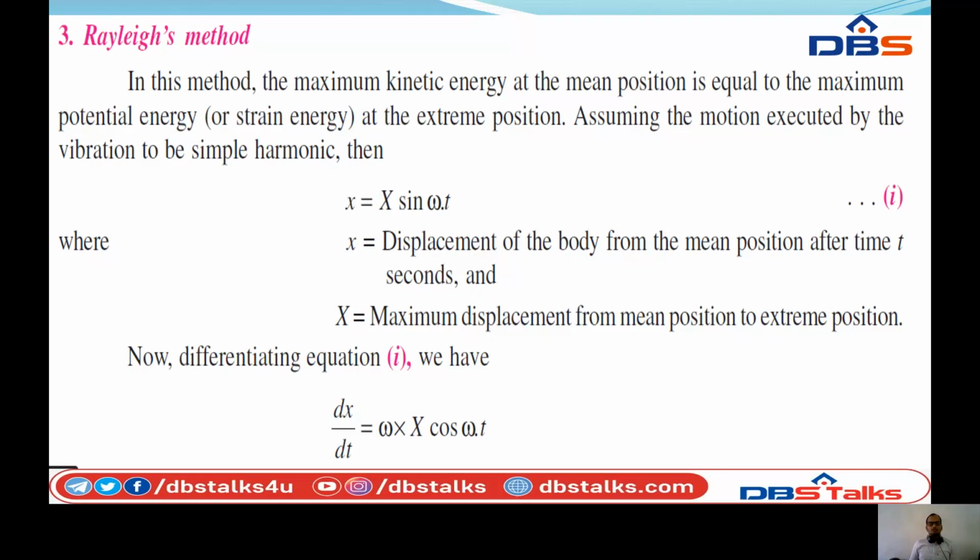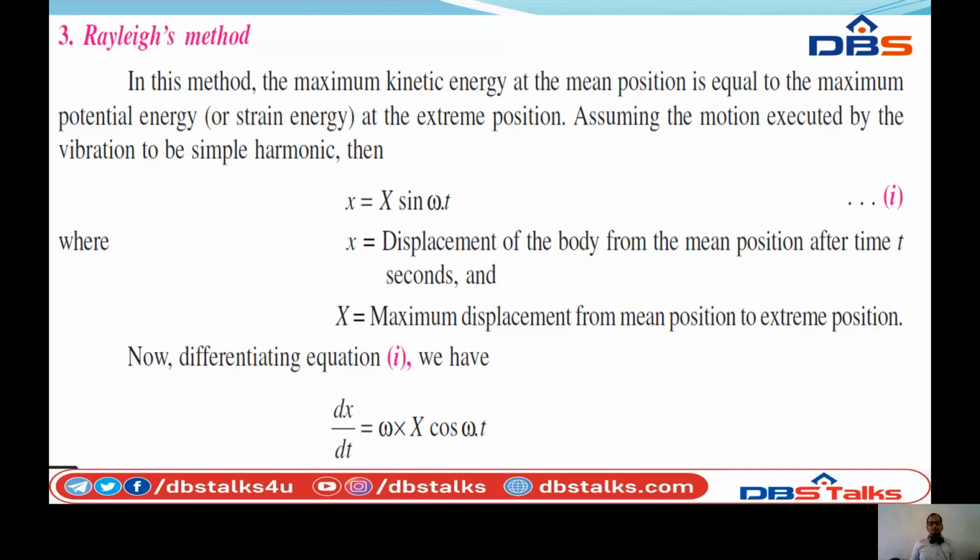There also we are finding the frequency formula as 0.4985 by square root of delta. So all these three cases are applied for finding the frequency of free longitudinal vibrations. In all the cases, we are getting the same relation only.